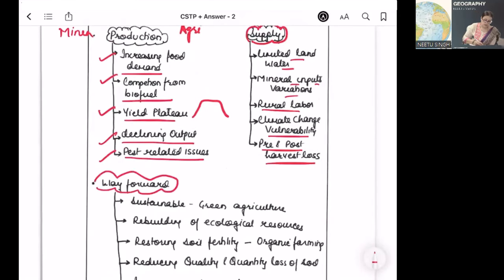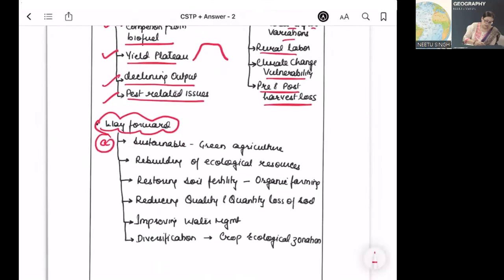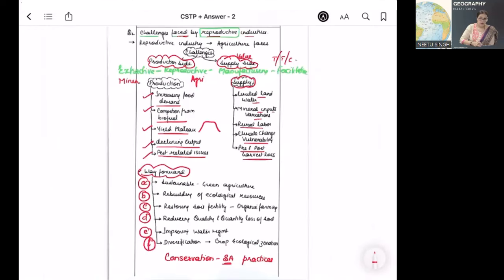Such questions are never completed without a favorable, positive outcome. So: sustainable rebuilding of ecological resources, restoring soil fertility, reducing quality and quantity loss of soil, improving water management and diet. I don't think that this answer has anything that you are not aware of. Agreed. I don't have any hesitation in acknowledging it. You are also agreeing to it. But I hope all of you will agree, we never readily recall when we are in the haste of writing. This is the benefit of reading, and this support you get.